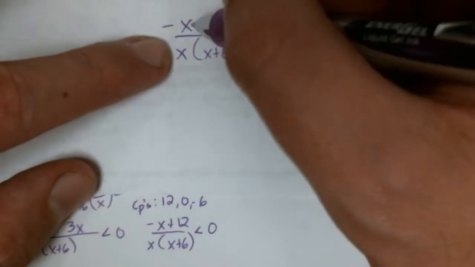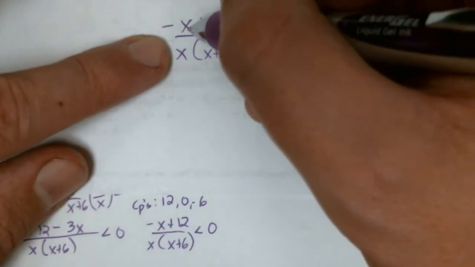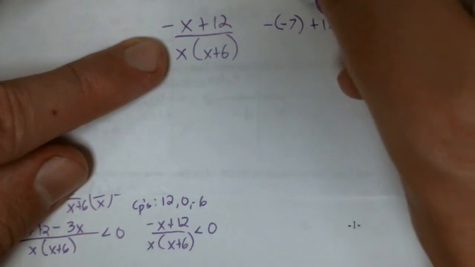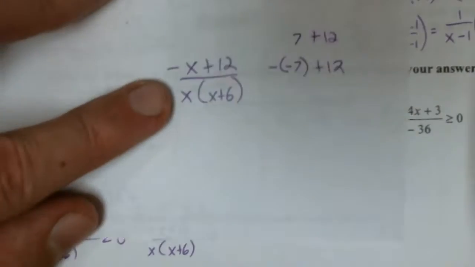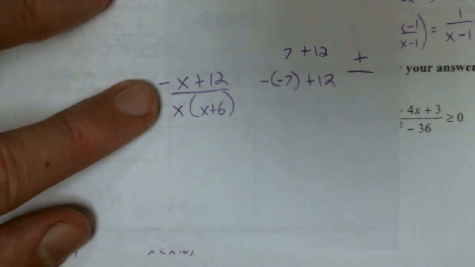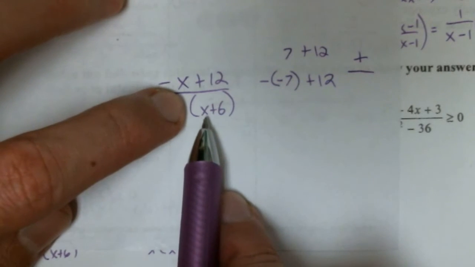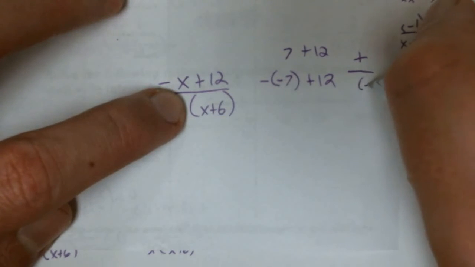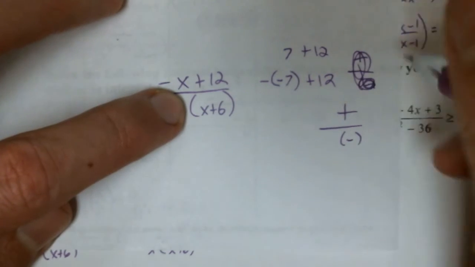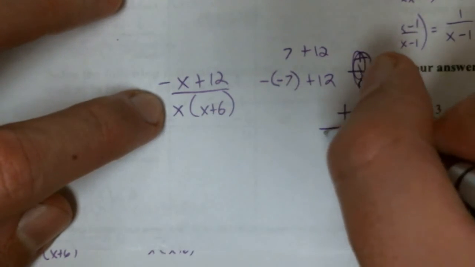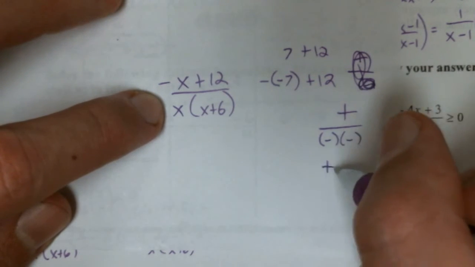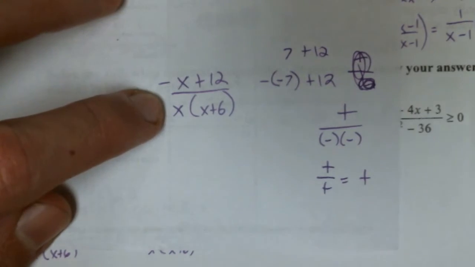If I stick in a -7, this is already negative, so this is -(-7) plus 12. That's going to make that a 7 plus 12. I don't care what the number is. Don't worry about 19. I just want to know the numerator is positive. When I plug in a -7 to this part, -7 plus 6, that's going to give me a negative, and then I have times another negative. So on top I have positive, on the bottom I have negative times negative, which is a positive. So I have positive over positive, which overall is a positive.